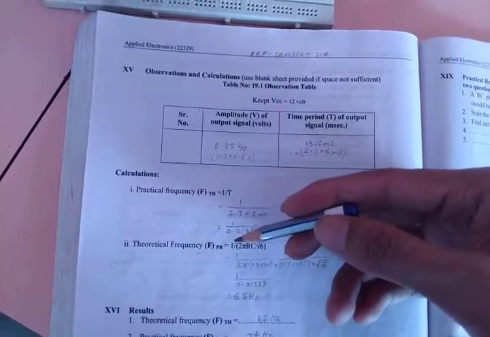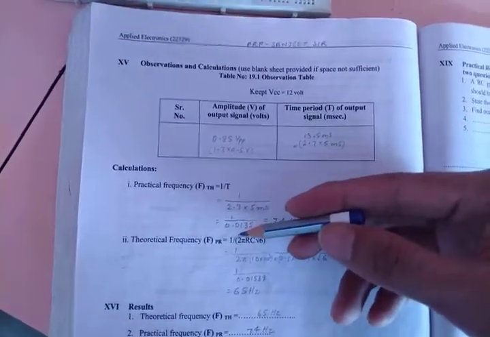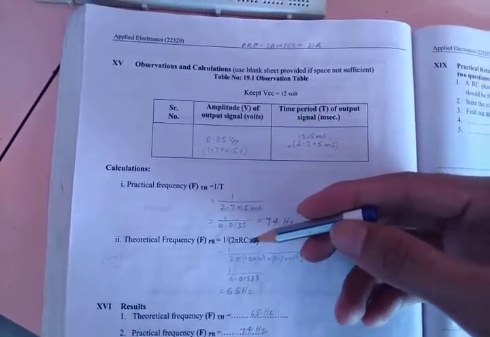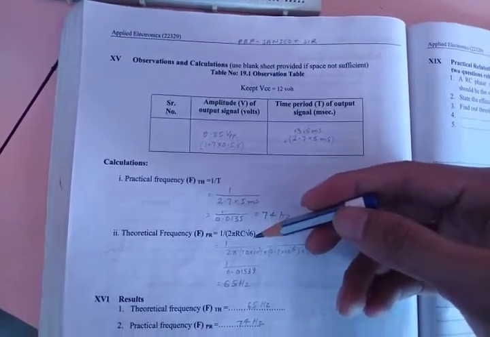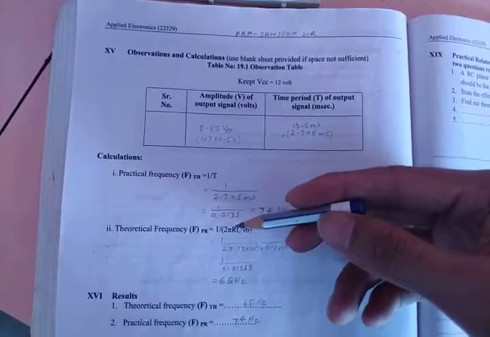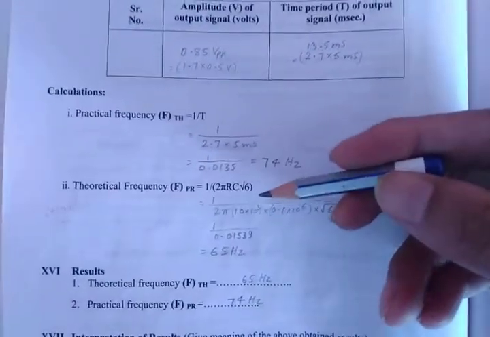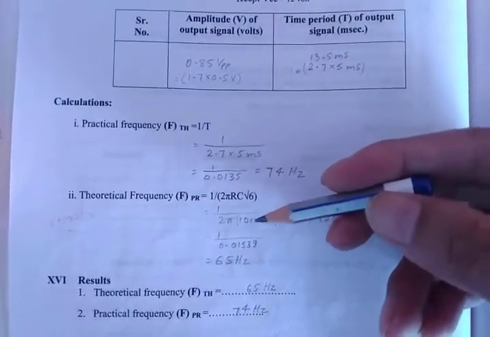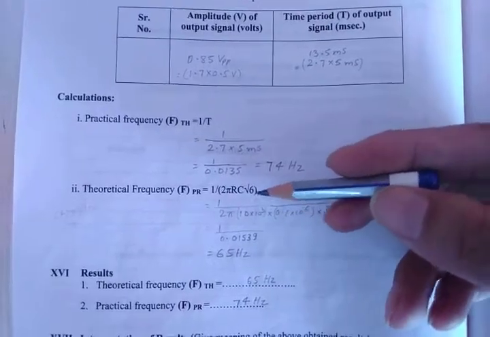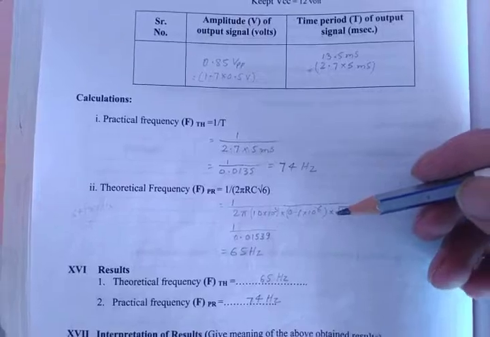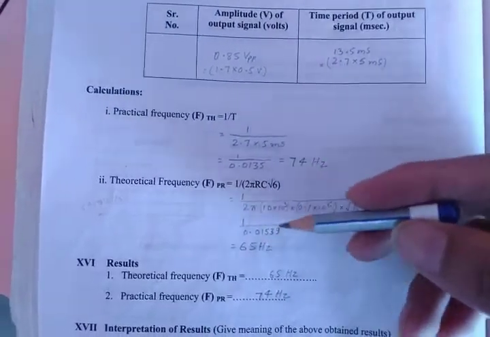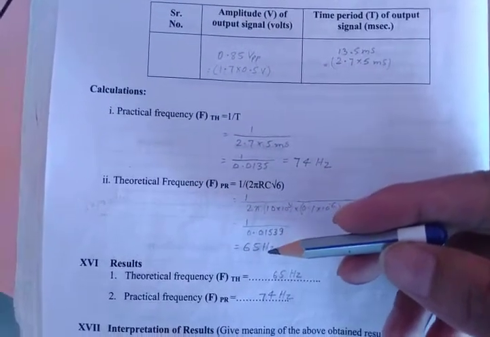Now the theoretical frequency is calculated with the formula 1/(2 pi RC root 6). So substituting the value of R as 10 into 10 raised to 3, and capacitance as 0.1 microfarad, this gives the oscillating frequency as 65 Hertz.